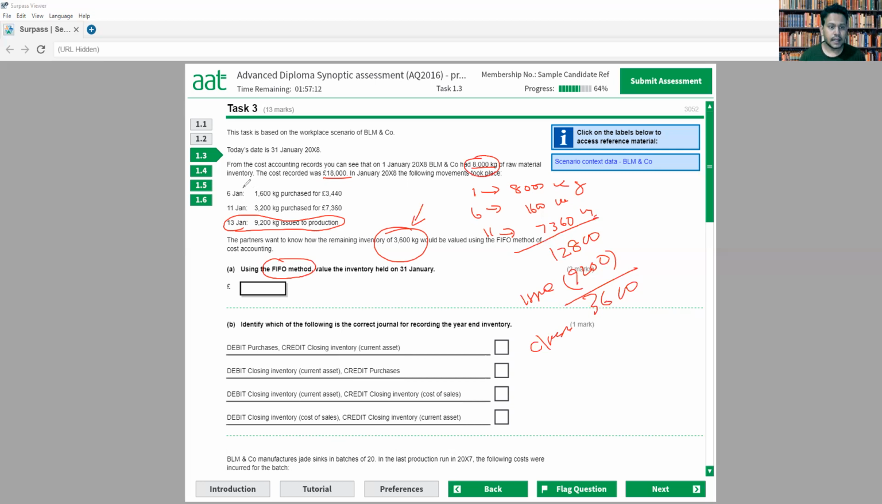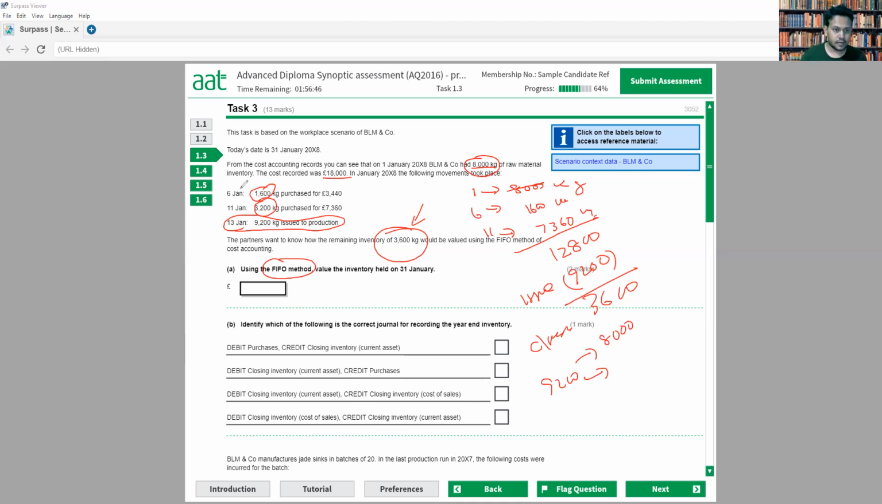Then I come to the 6th of January. Then I come to the 11th of January. This is the first in, first out. So out of 9,200, I'm going to use all the 8,000. So the opening one is gone, 1st of January. Then I still need how many kilos? 1,200 kilos, isn't it? So still I need 1,200 kilos.